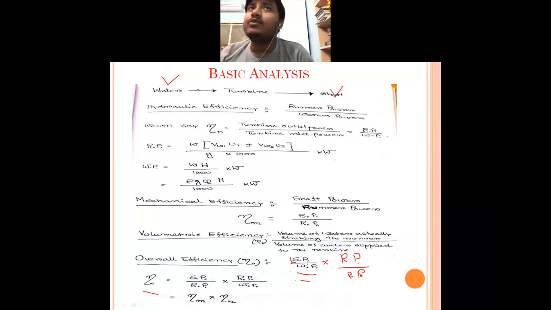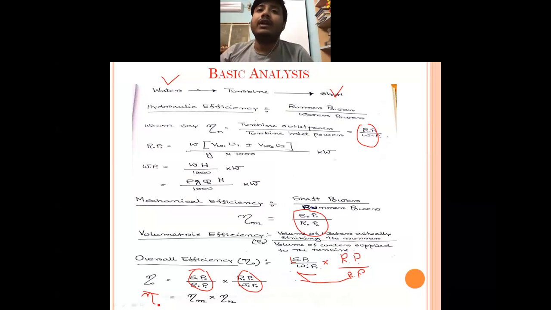After multiplying with the RP, we get an equation like this. Now we can put this RP below the SP and this WP below the RP, as I have done over here. Now what is SP by RP? SP by RP is your mechanical efficiency, and RP by WP is your hydraulic efficiency. So overall efficiency is nothing but your mechanical efficiency multiplied by the hydraulic efficiency. So you must remember all the efficiencies that are used in this hydraulic system.